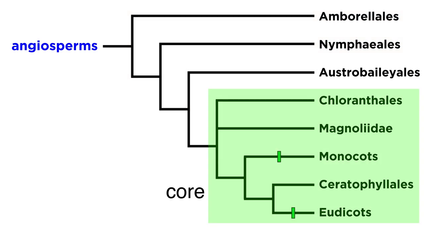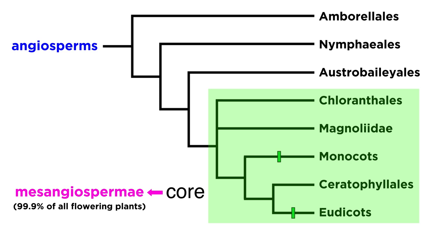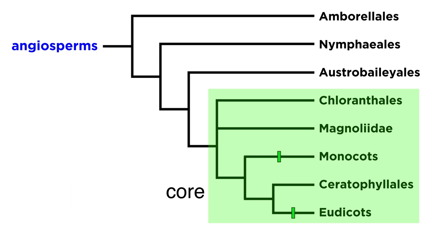The core angiosperm clade, also known as the mesangiosperms, is monophyletic and includes over 99.9% of all flowering plants. They are further divided into five clades, the ceratophyllales, chloranthales, magnoliidae, monocots, and eudicots.